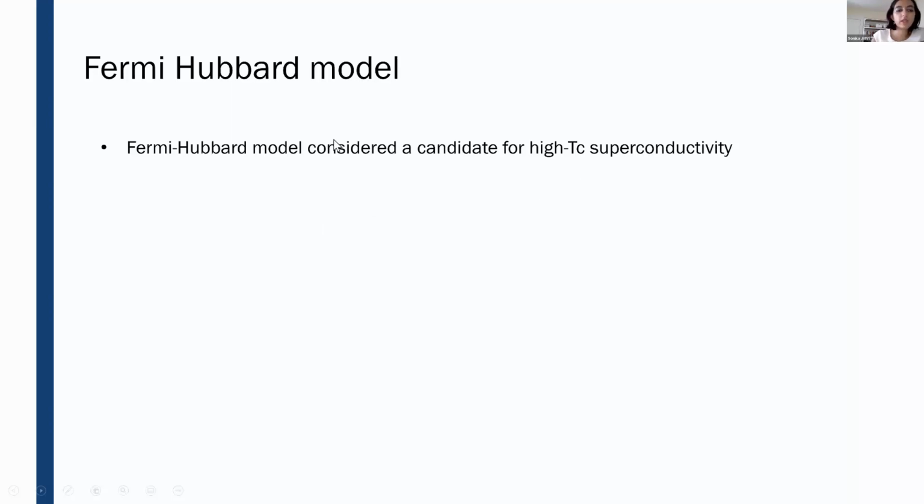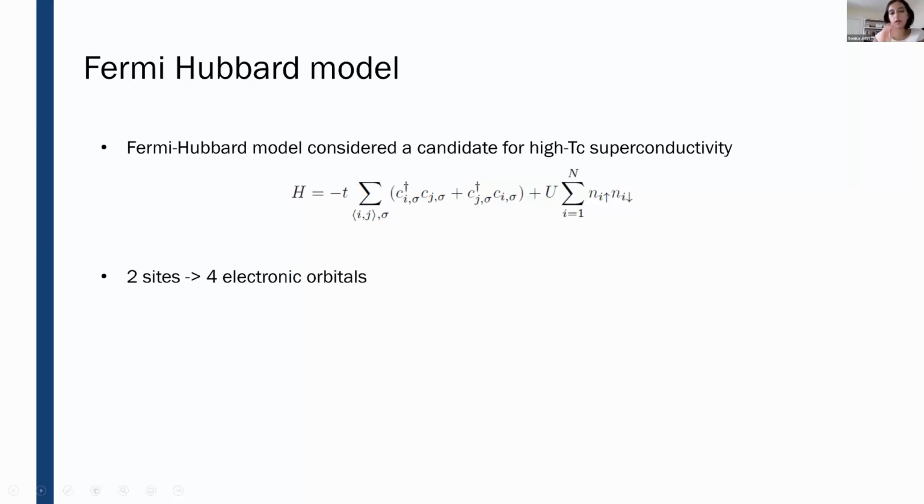I don't know if people are familiar with it or not, but the Fermi-Hubbard model is a popular candidate for explaining high temperature superconductivity, right? And I don't know if people know how to read these operators, but basically it consists of electrons hopping on a lattice. So this term consists of the kinetic energy of the electron. You're basically destroying an electron at site J and recreating it at site I. So that's the kinetic term. And then this is the interaction term.